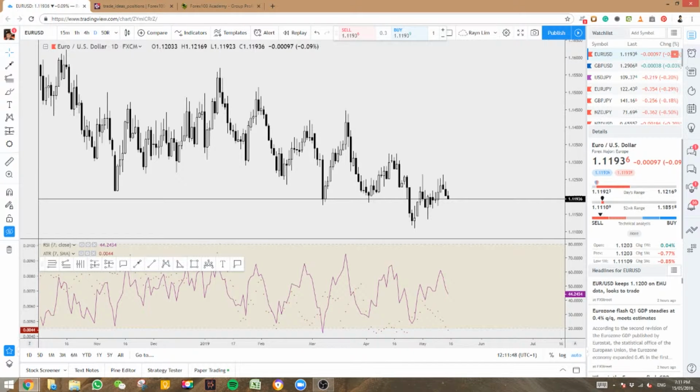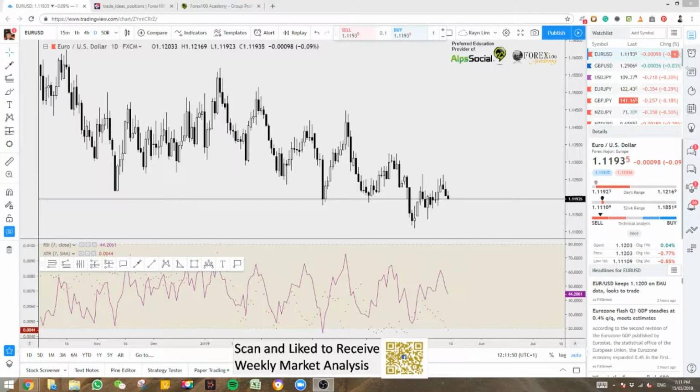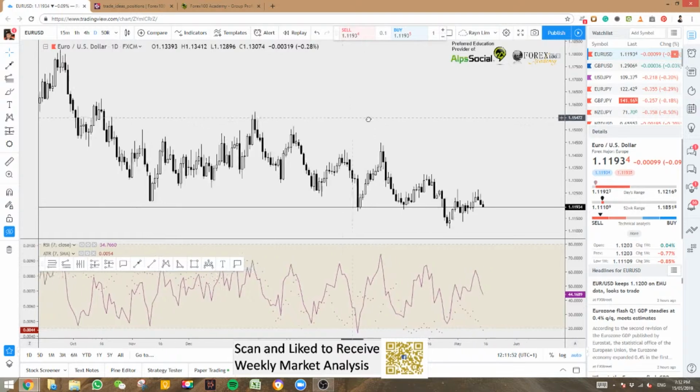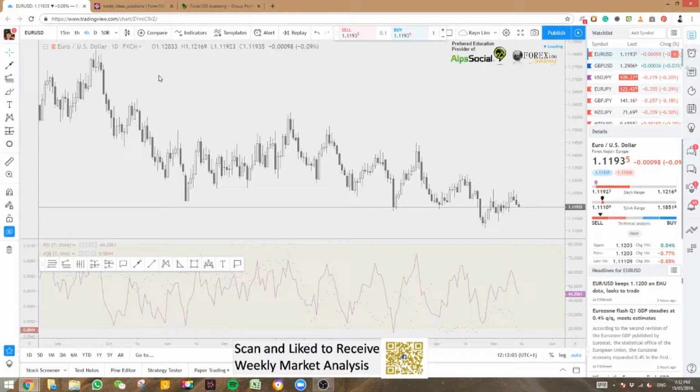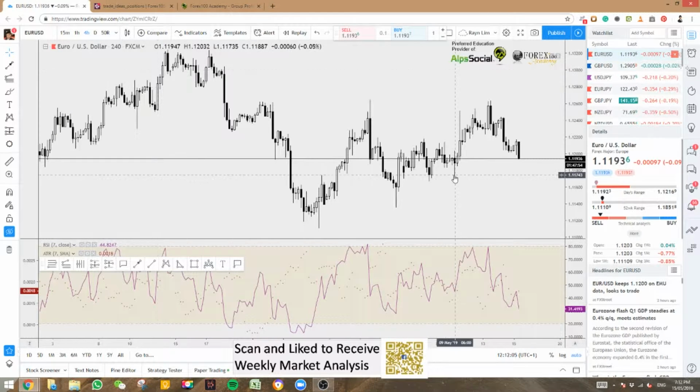Euro dollar, let us look at the daily chart. On the daily chart, we can see that euro dollar is in a downtrend movement. Market did retest, retrace back into the previous resistance. So head down to the 4-hour chart. On the 4-hour chart, we can see that the market retested the previous high, respected it, and started to go down, which gives you a very strong clue it is pretty bearish.